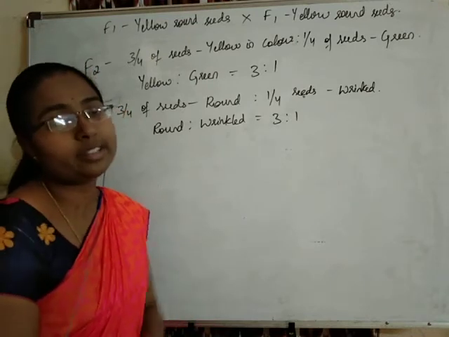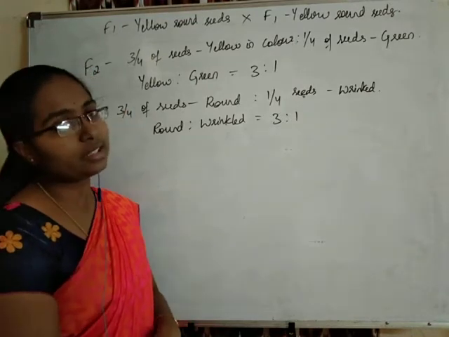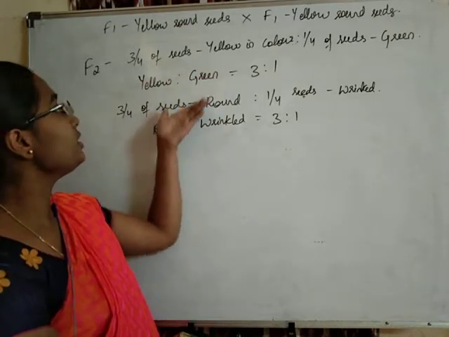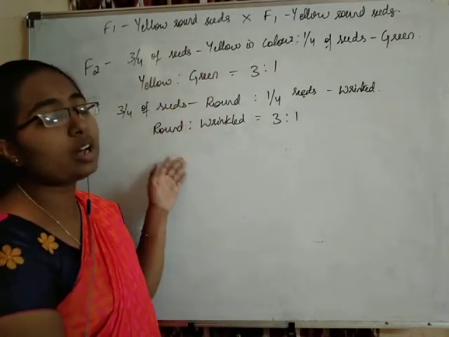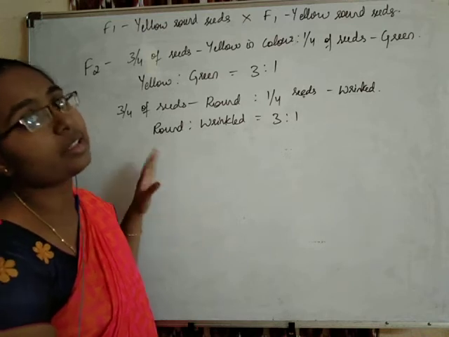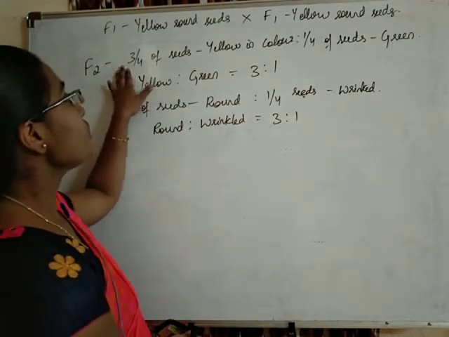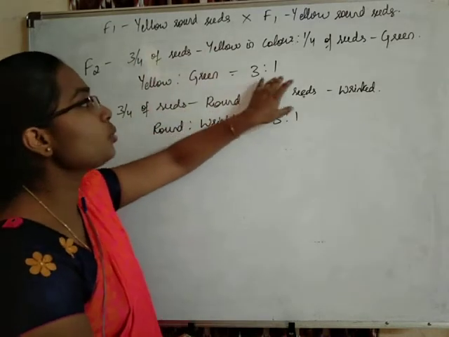From this observation, Mendel concluded that the inheritance of these two characters, seed color and seed shape, when considered separately, each show the monohybrid pattern. We are here considering only the seed color, right? So yellow to green is a 3:1 ratio.